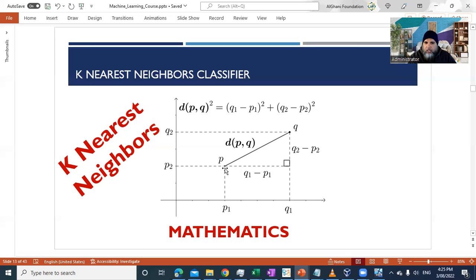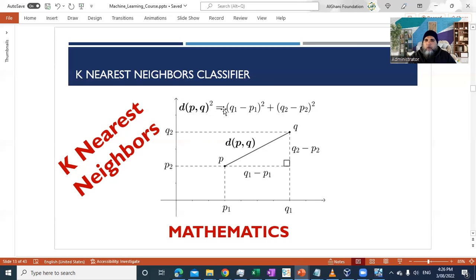So the diagonal is going to represent the distance between p and q. So we're just showing it, and then we know that our base is q1 minus p1 square plus q2 minus p2 square, right? And that's going to give me the distance.